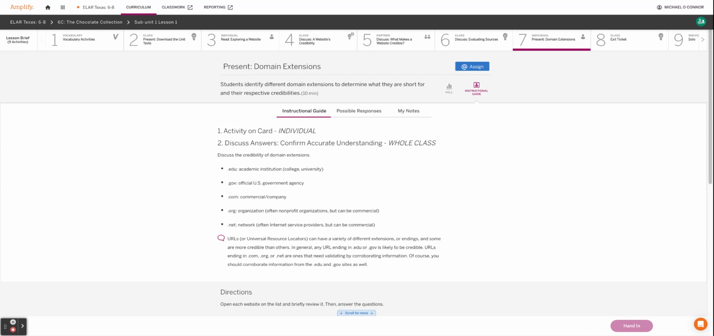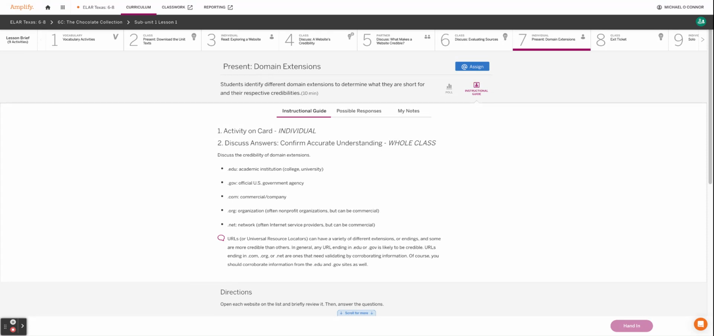So every place that's a .com is a commercial, which means they interact in commerce, which means they are selling, making things to be bought. Now, that doesn't mean they don't have reliable information, but it means their first priority is making money. A .org is an organization. Dallas ISD is an organization. So non-profit or not-for-profit is a lot of your .orgs, although they can be commercial.